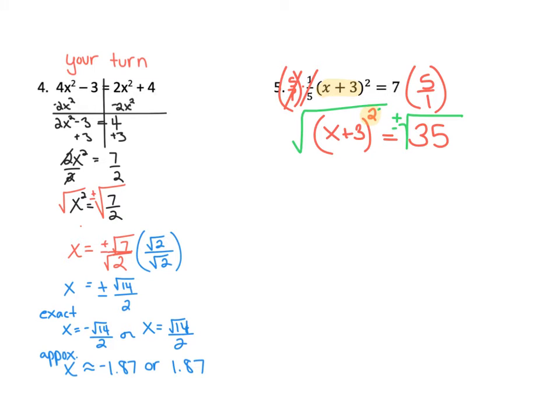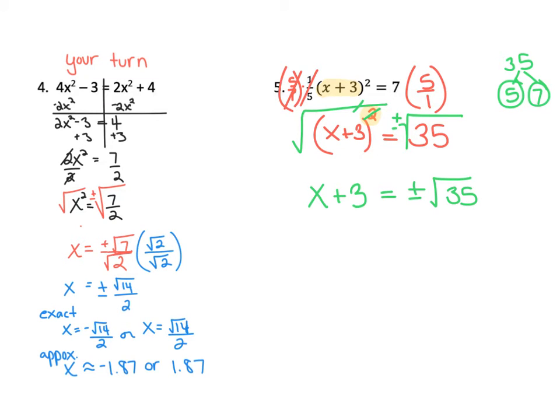So that will make the exponent of 2 and the square root undo each other because they're inverses, and I have just the radicand, x plus 3, on the left equals plus or minus root 35. And now I'll just check. Does 35 break down with a factor tree? That would be 5 and 7. I have no pairs, so it would just be plus or minus the square root of 35.